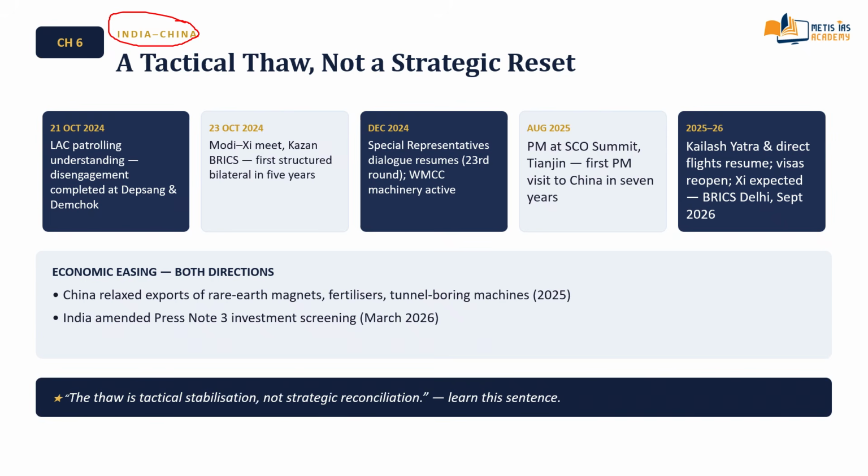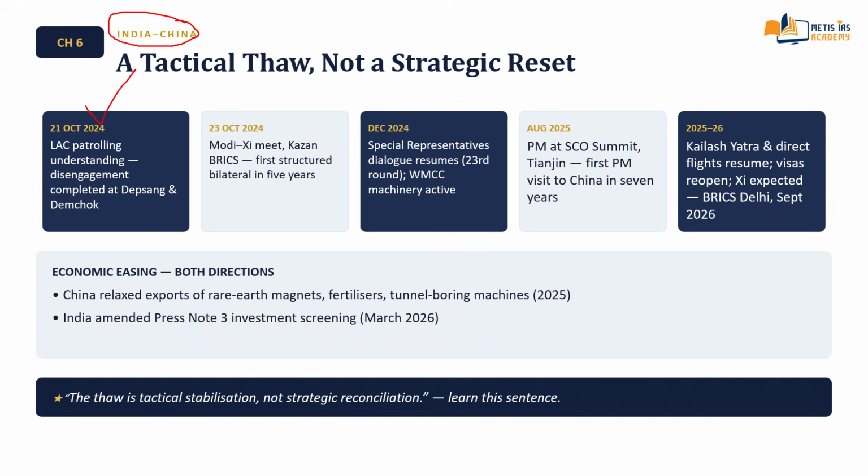That is the first analytical idea you should remember. They represent a relationship of managed competition with selective cooperation. Now let us discuss the most important challenge here, the boundary question. India and China have differing perceptions of the line of actual control, LAC. This has periodically resulted in military tensions, deployment of forces, and diplomatic negotiations.